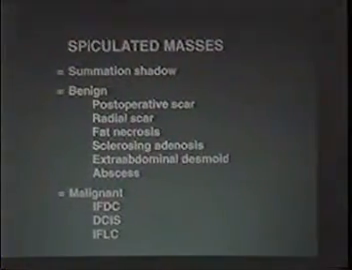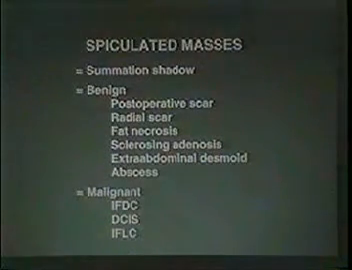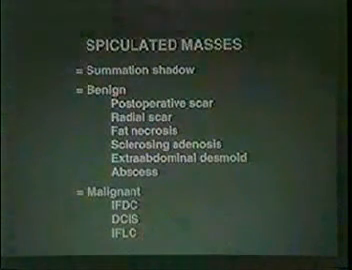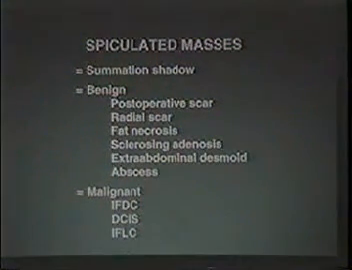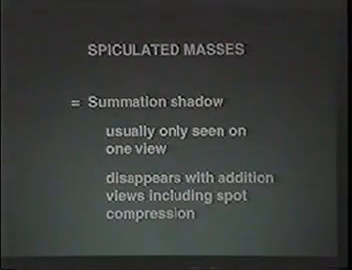Spiculated masses may be actually not even real. They may represent a summation shadow, and they need to be appropriately worked out to be certain that they don't represent overlapping tissue. The benign lesions which can cause a spiculated mass include the postoperative scar, radial scar, fat necrosis, sclerosing adenosis, extra-abdominal desmoid, and abscess. Malignant primary breast cancers also cause spiculated masses, and that is what this particular lesion is.